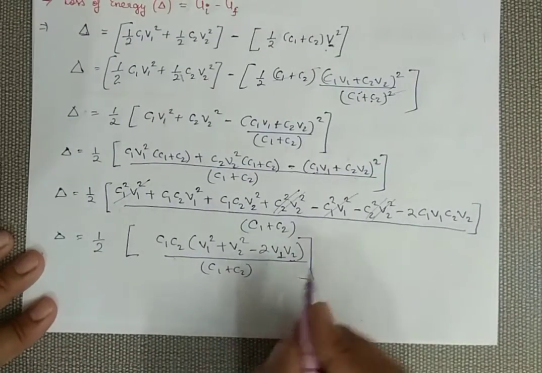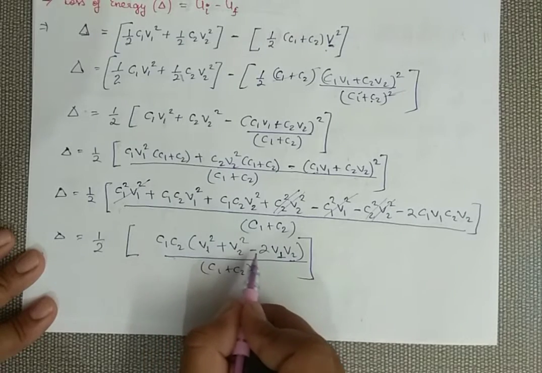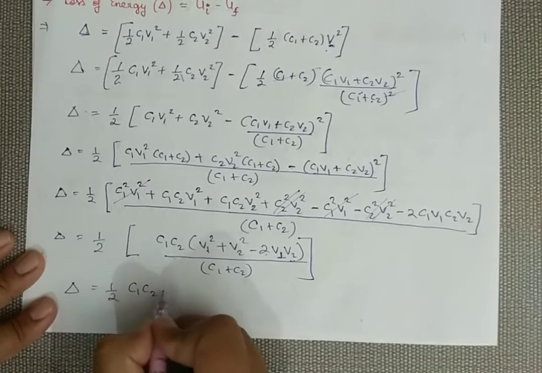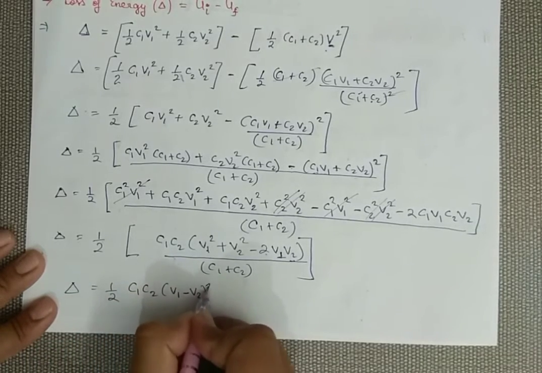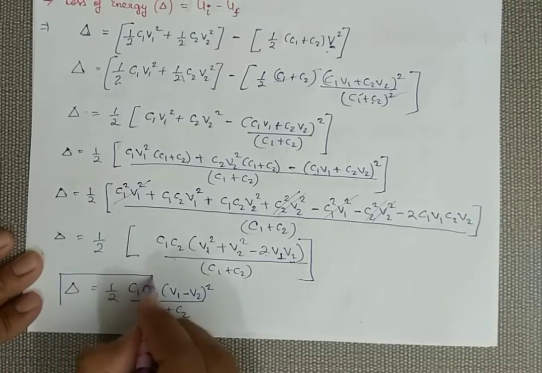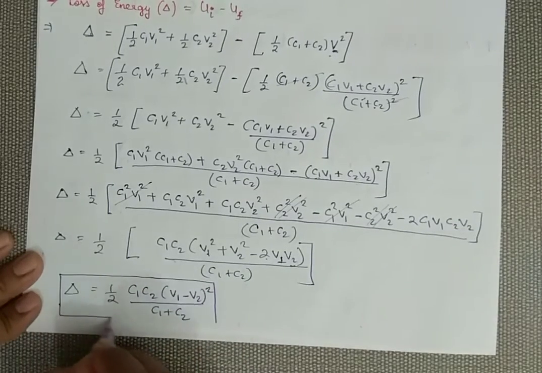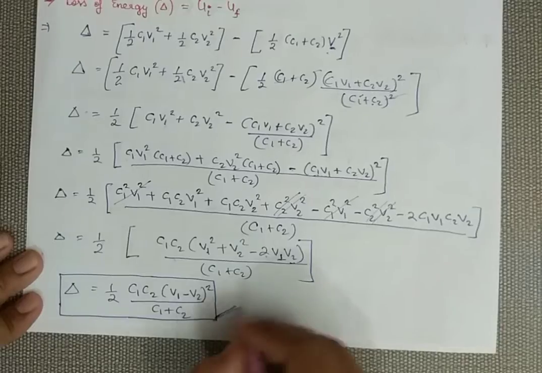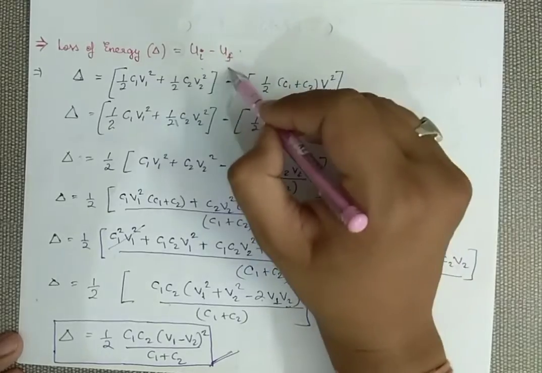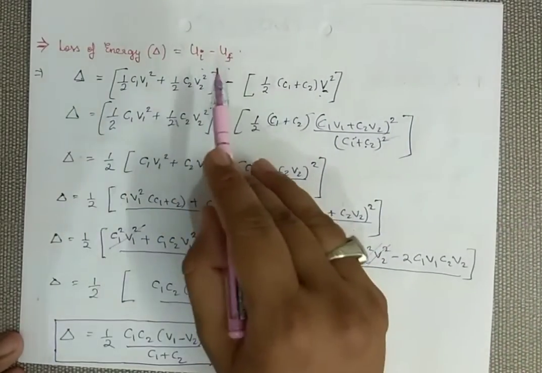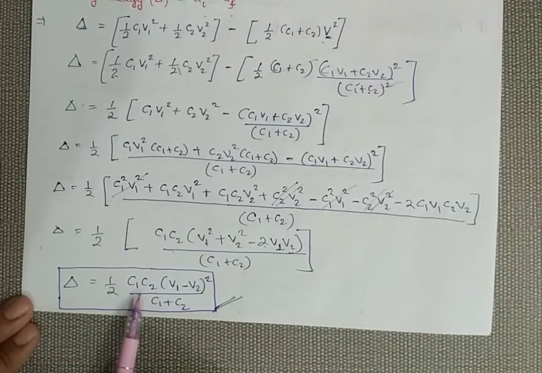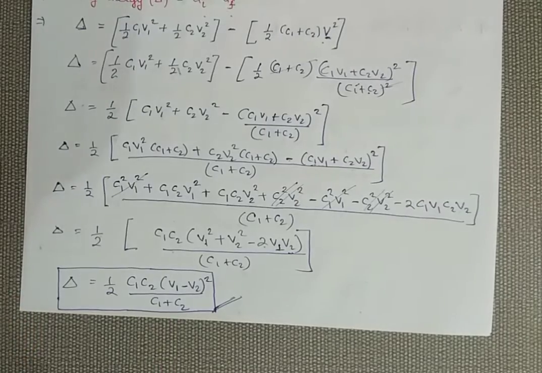Now look carefully. What can you say about this bracket? A square plus B square minus 2AB. So here we can say half C1 C2 times V1 minus V2 whole square divided by C1 plus C2. So this is my expression for the loss of energy. It is a very important expression. In many numericals, when initial and final energies are both given, you just subtract and you will get your answer. If initial and final energy are not given and the loss is directly asked, then try to use this formula: C1 C2 times V1 minus V2 square upon C1 plus C2.